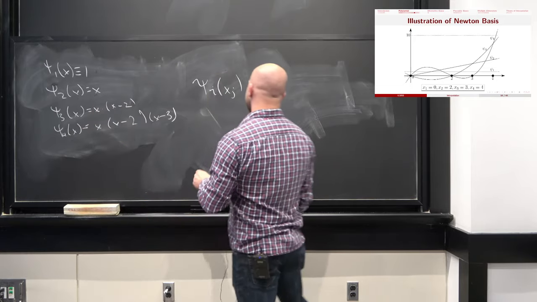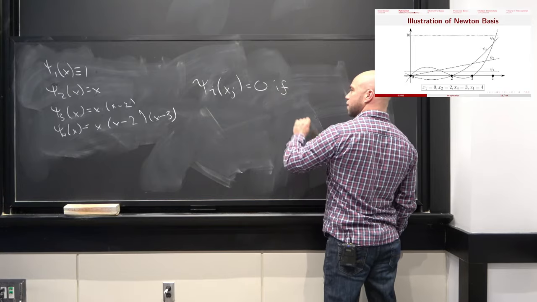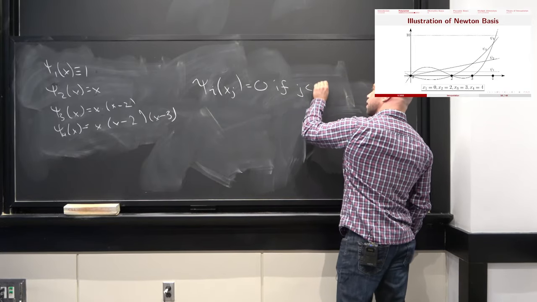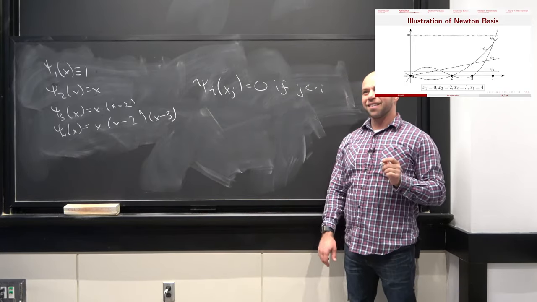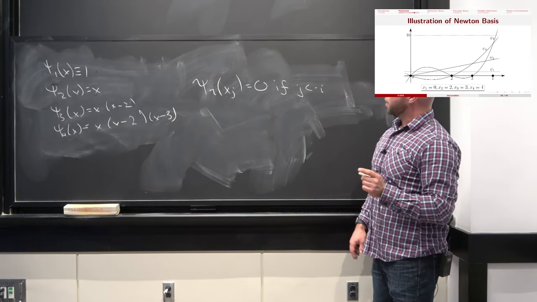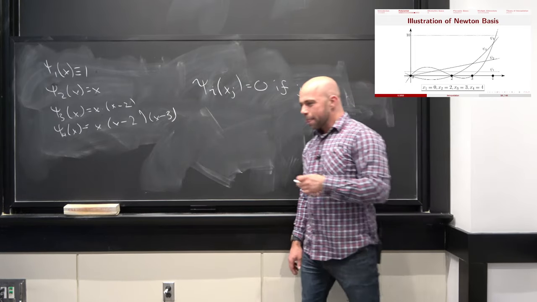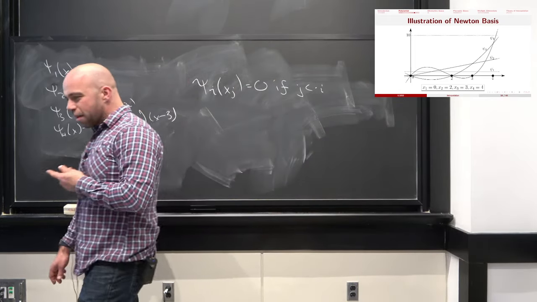So at the very least, we can say the following, right? That this is equal to 0 if j is less than i. Do you see that just by construction? Hopefully I got the order right. Yes, I did. Okay. So why do I do that?